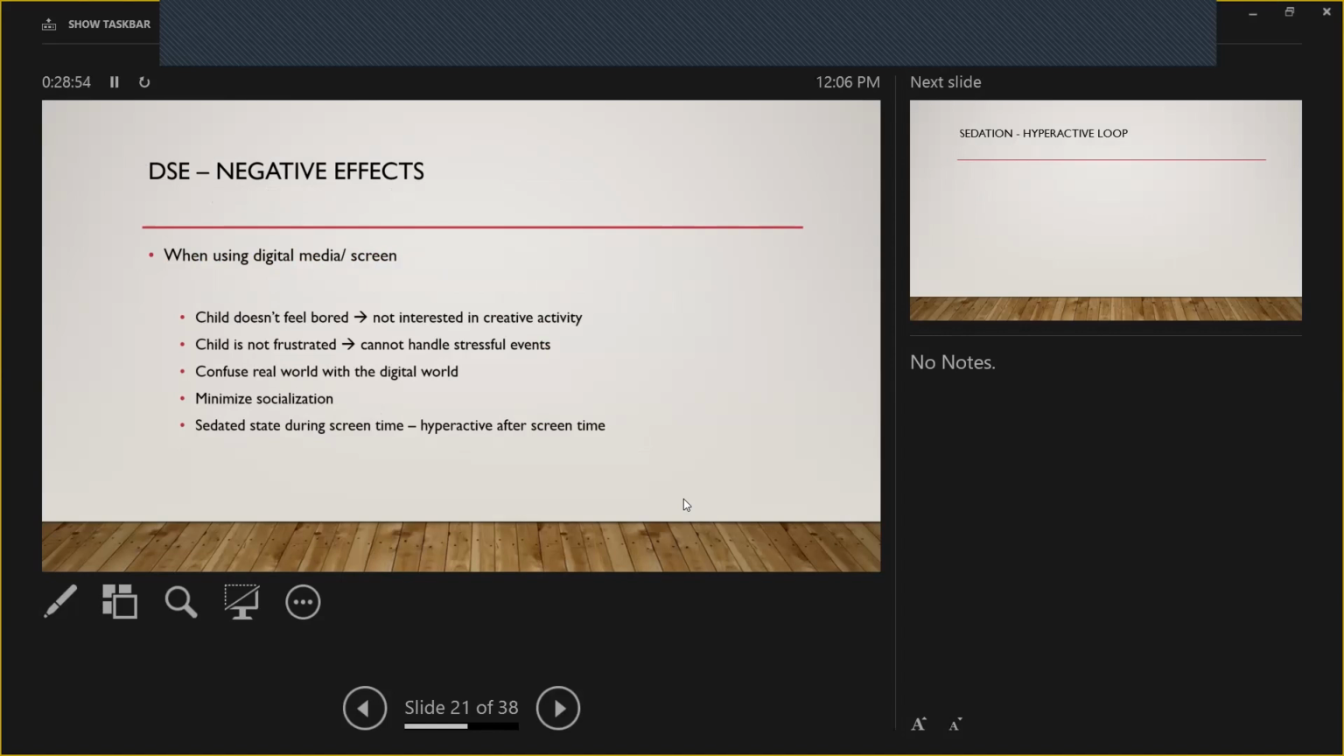So negative effects, these are the main negatives. When the child is with the screen, he doesn't get bored. He's always occupied. So he will never become interested in creative activity.